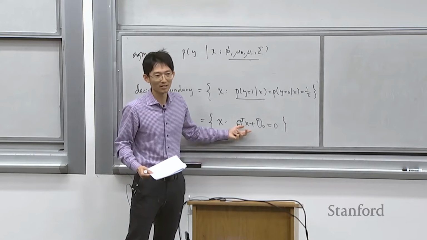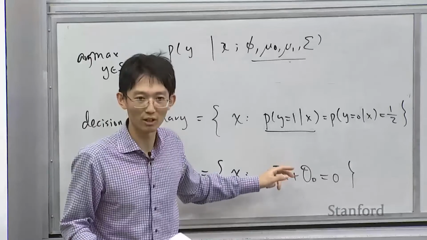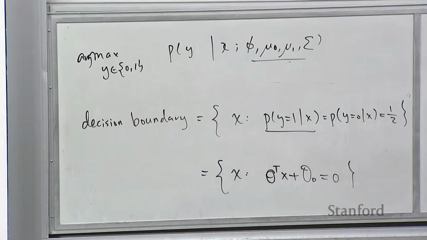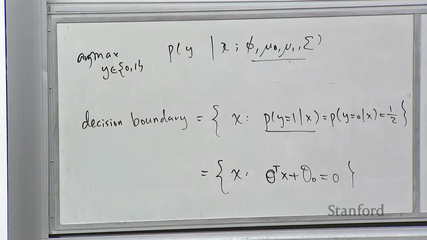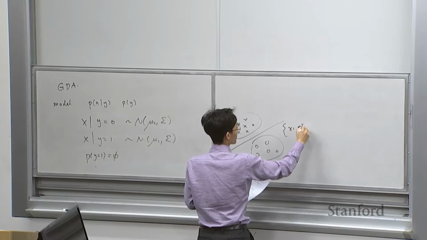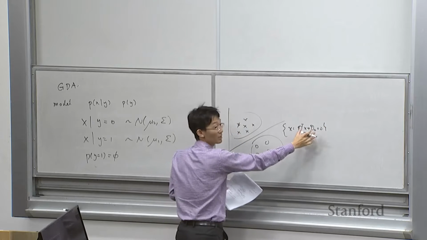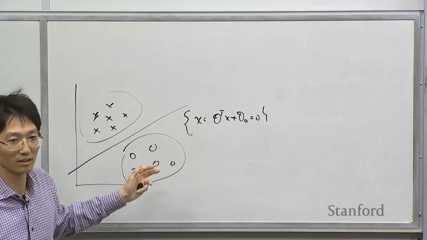There are some specific formulas to describe this theta and theta 0, which are the homework questions. But theta and theta 0 are some functions of phi, mu 0, mu 1, and sigma. So when you make the prediction, you find this decision boundary, the family of x such that theta transpose x plus theta 0 equals 0. If this quantity is bigger than 0, you say it's positive, and if it is less than 0, you say it's negative.